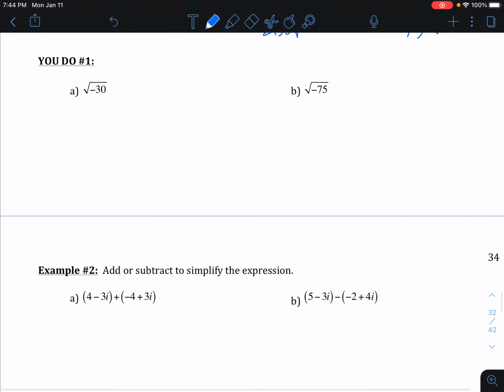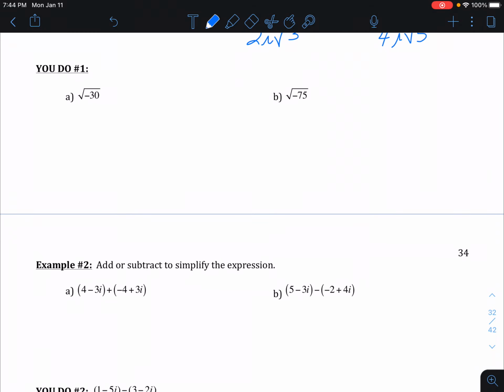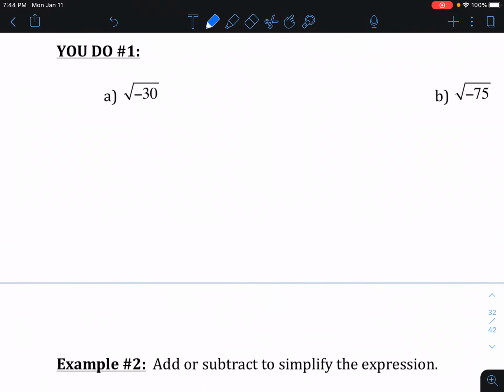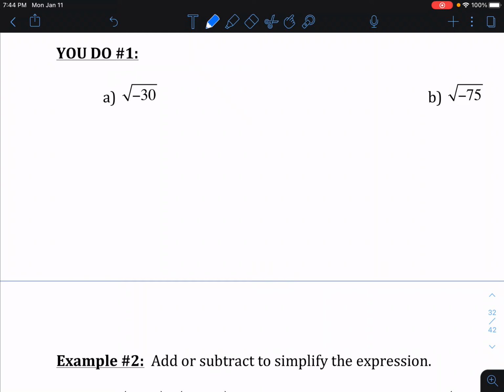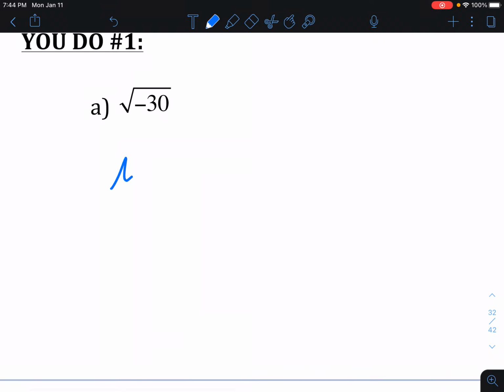Okay, I want you to pause this now and try letter A, see what you get. Now for letter A, you should have pulled out an i out of the square root of 30. And believe it or not, there is no perfect square that multiplies into 30, so that's your answer.